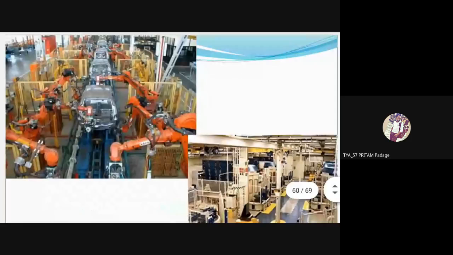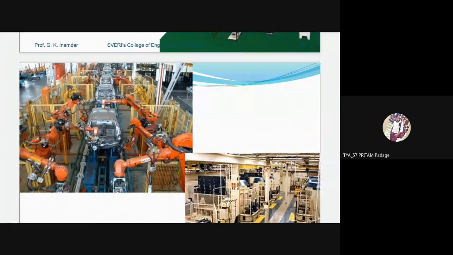I have taken the examples. Different robots are available. Here there are very few human beings; manpower is very less in an FMS, flexible manufacturing system. So suppose this is a four-wheeler manufacturing.